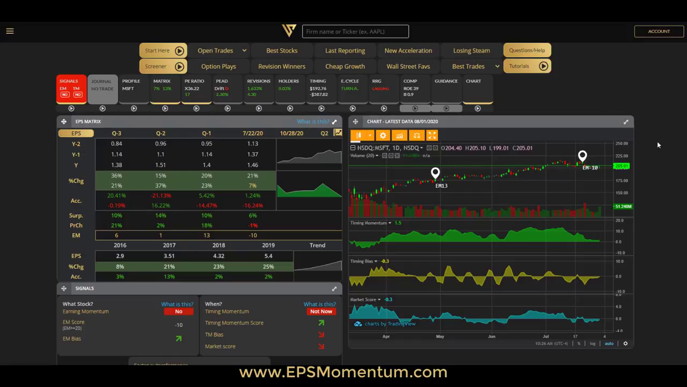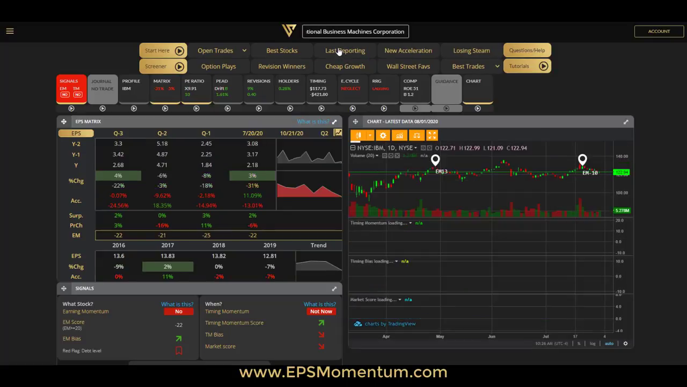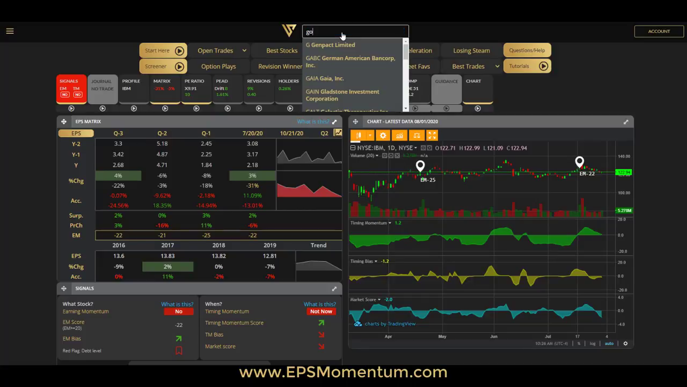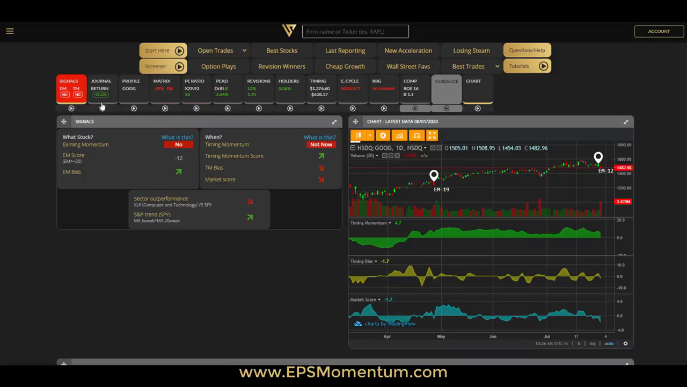So here we are. Where do we start and how can I use this? So first thing, you can type a ticker. So if I type Microsoft, if you know the ticker. If you don't know the ticker and you want to type International Business Machines, IBM, it also finds the ticker with the name of the company. So very easy, Google, and so on. All the widgets refresh on the ticker that you pull up, and you can open and close them as you wish.